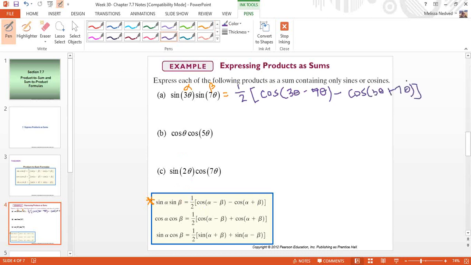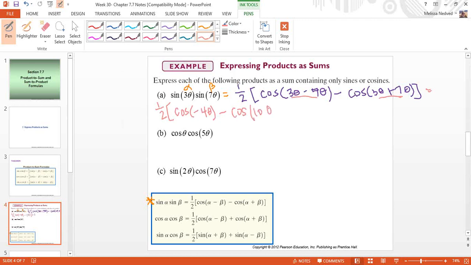Now I said we're just going to implement, but we always want to make sure we keep simplifying as far as we can. And since I have inside my parentheses for each of these, I can combine those like terms. So I've still got that 1/2 out front. My first term becomes cosine of 3 theta minus 7 theta, which is negative 4 theta. Minus cosine, and I want to combine what's inside my parentheses here, 3 theta plus 7 theta, and that gives me positive 10 theta.